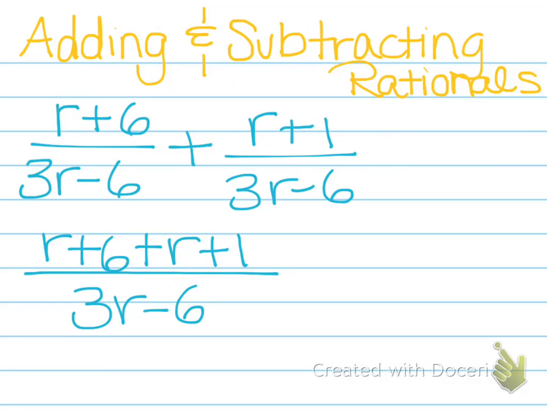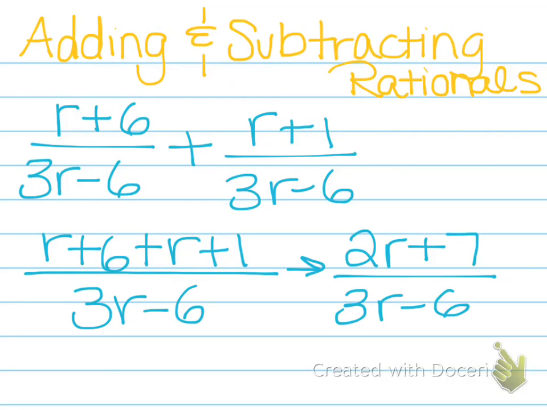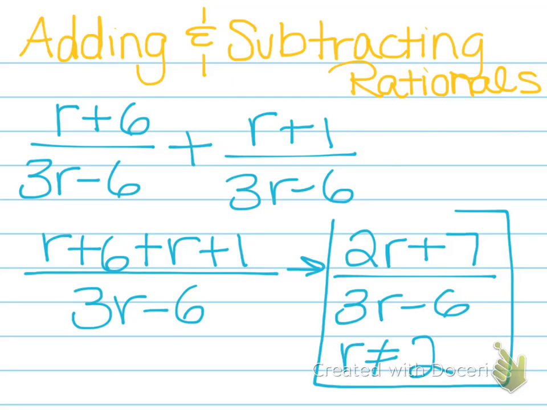So then all we need to do is add like terms, and we have 2r plus 7 over 3r minus 6. There we go. We added those two rational functions together. The only thing we have to add in is our domain restriction. So r can't equal 2, because if I plugged in 2 for r, then I would get 6 minus 6, which would give me 0.